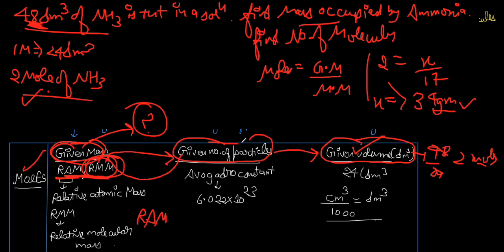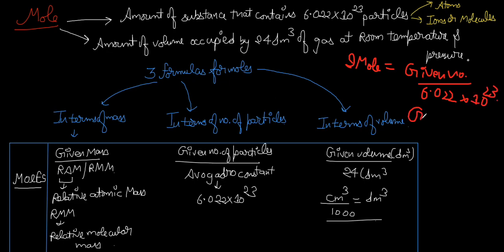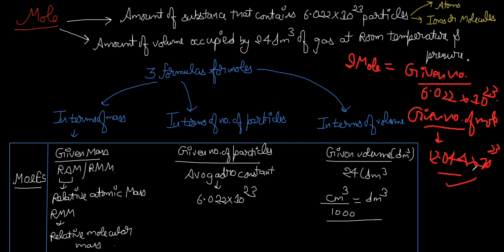Now, in order to find the number of particles or the number of molecules of ammonia gas, you will do the same thing. Just let me erase it, and I can write here that 2 moles of ammonia is equal to given number of particles by Avogadro's constant. This is the Avogadro's number. So given number of molecules will be 12.044 into 10 to the power 23 molecules of ammonia. This kind of question can be asked as well.